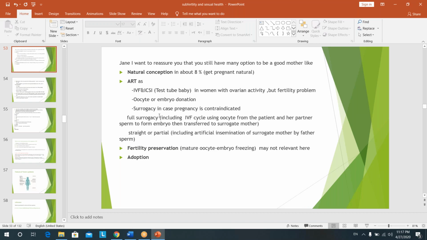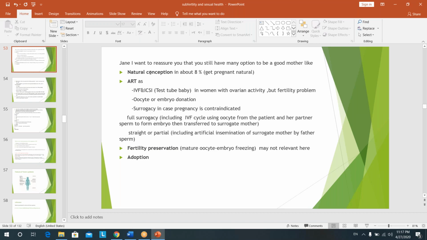You can discuss with the patient the two types of surrogacy, as we used to discuss. The first one is IVF: we take the oocyte from the patient, if she has ovarian reserve, and transfer it to the surrogate mother. The second type is partial or straight surrogacy, where we do artificial insemination of the surrogate mother with the father's sperm. We have the option of fertility preservation, but it may not be relevant here because this patient needs to become pregnant now. Also, this patient has the option of adoption.